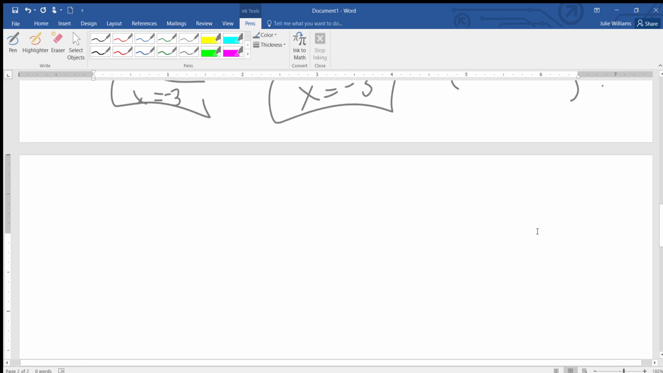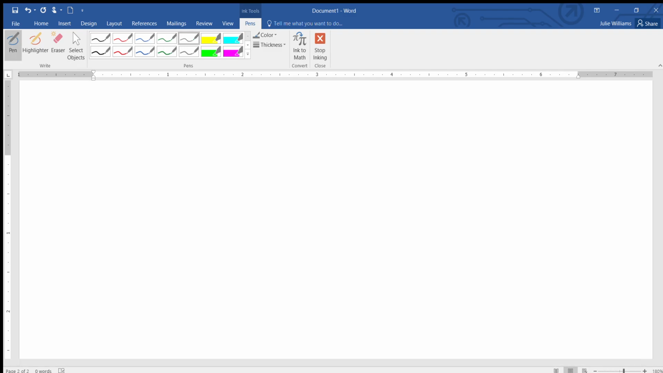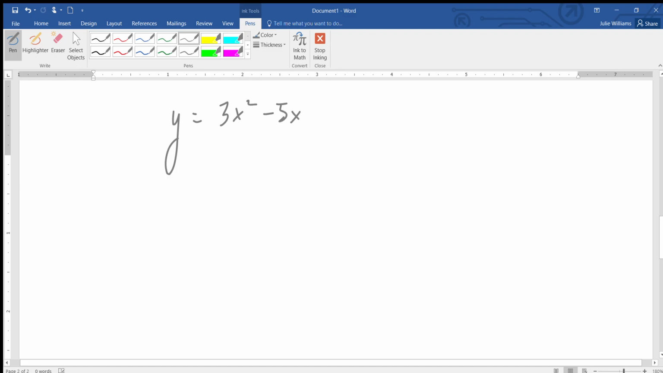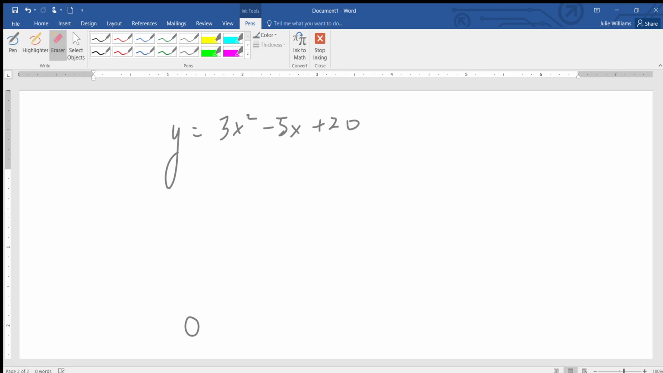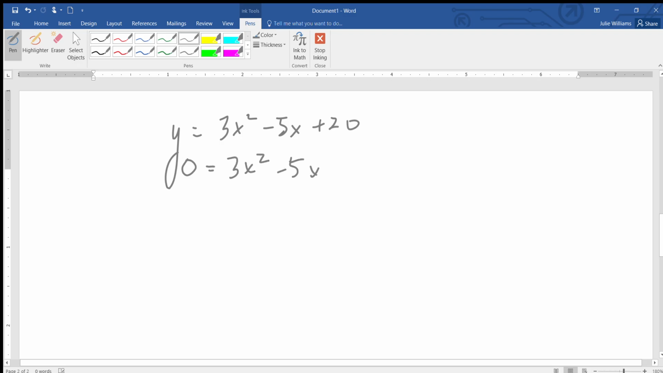Let's do another one. This time let's say that our quadratic is y equals 3x squared minus 5x plus 20. Again, since our solutions are x-intercepts, we set our y equal to 0. So, whoa, what happened? Let's use my little eraser guy. Okay, I'm back. So let's set it equal to 0. 0 is equal to 3x squared minus 5x plus 20.